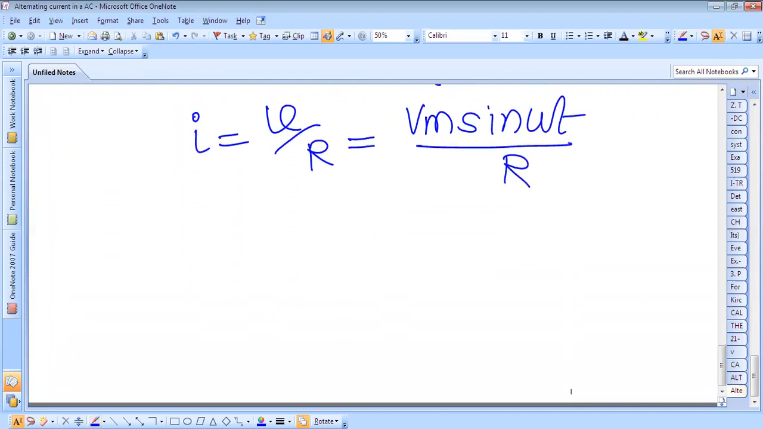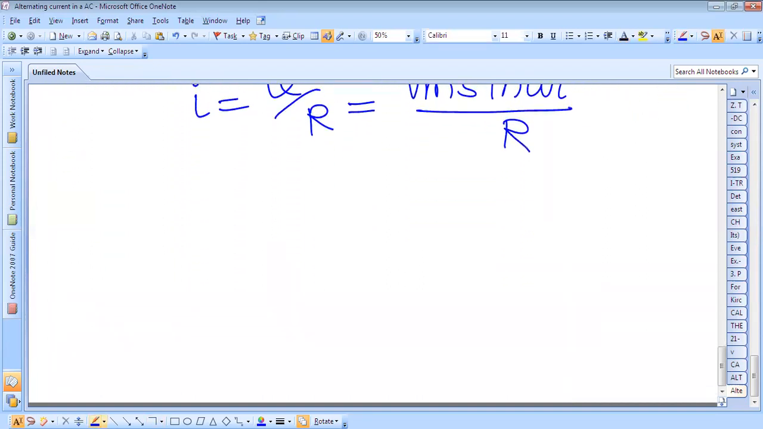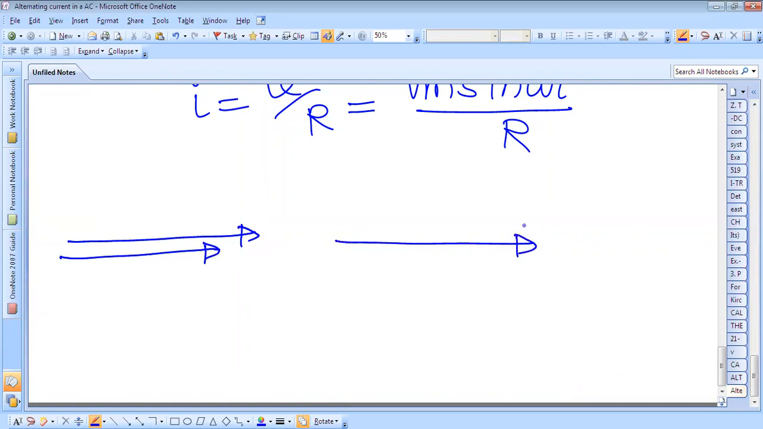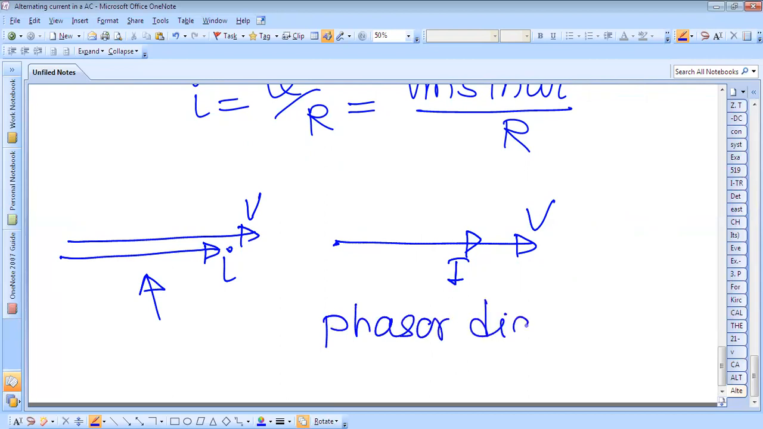So we have to draw the phasor diagram. Here actually the current and voltage are in the same phase, meaning they coincide; at the same time it is voltage, it is current. They are in the same phase, but for the sake of simplification, I have drawn it a little bit differently. This is a voltage and this is a current. Both are in phase. So this is the phasor diagram for a resistive circuit.